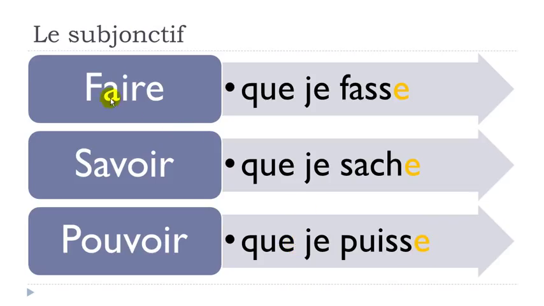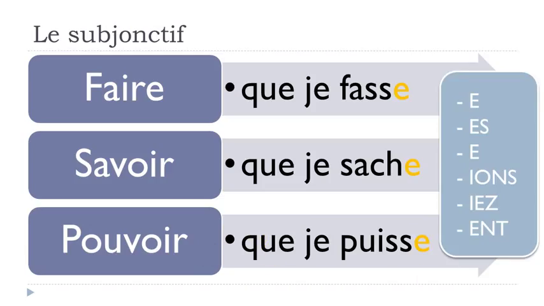Okay, so remember: faire, to do, que je fasse; savoir, to know, que je sache; pouvoir, can, que je puisse. All right? And then, of course, I forgot to put the endings: es, ions, iez, ent.